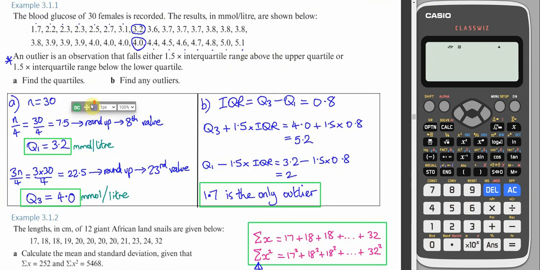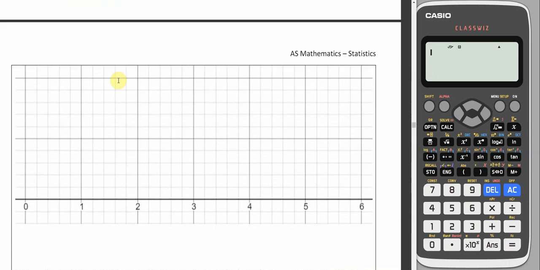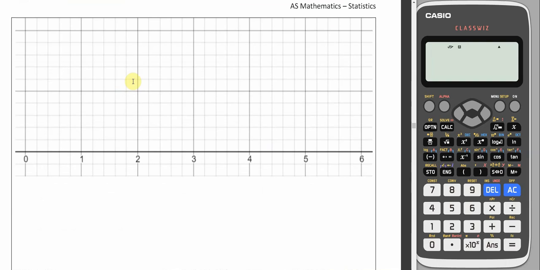So going back to that data, 1.7 was an outlier, and the next highest value after that was 2.2. Let's start with those in our box plot. There's 5 little squares here, so each square is worth 0.2. So 1.7 is going to be there, halfway between 1.6 and 1.8. That's our outlier of 1.7. And then the next value after that, which wasn't an outlier, was 2.2. So that goes there.